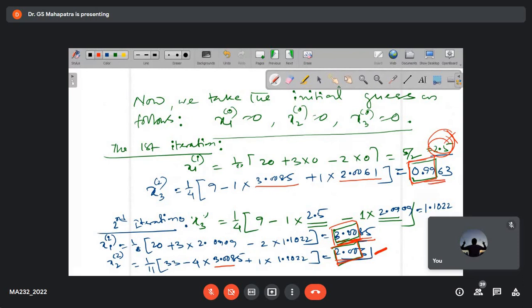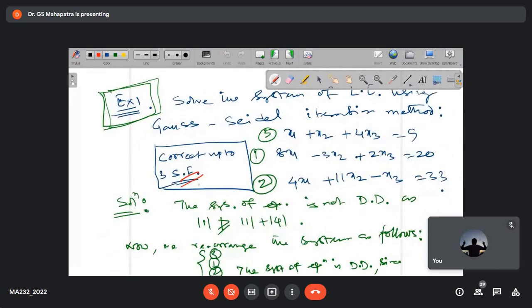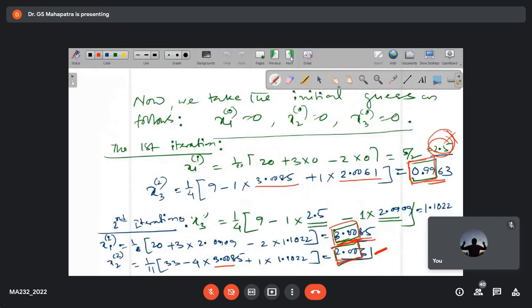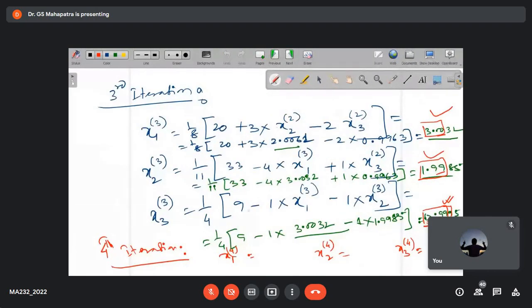I will change the criteria then. Correct up to 2 significant figures or 2 decimal places, that will be better. 2 decimal places, 2 dp. So next you have to find the fourth iteration and then you can stop. I think you will get the same answer to 2 decimal places.